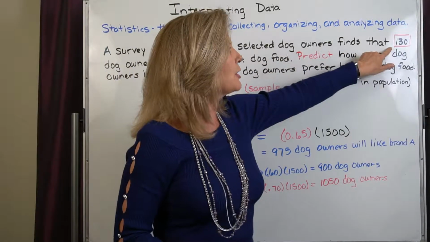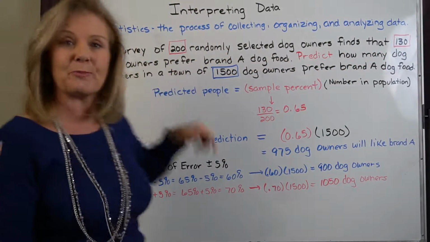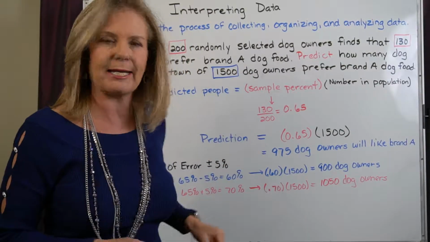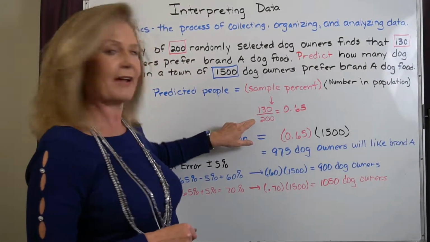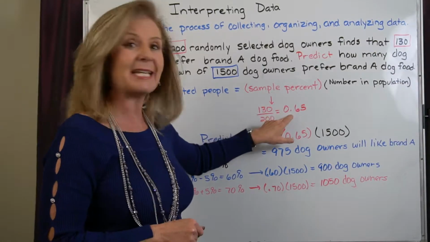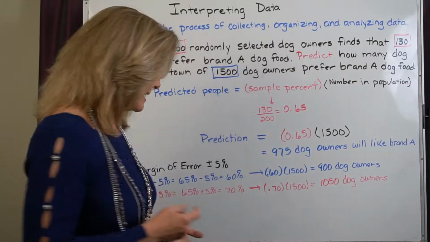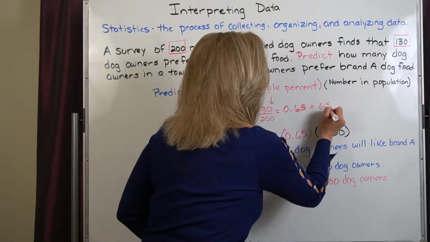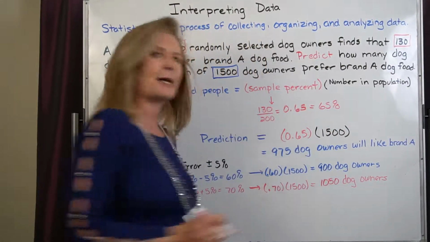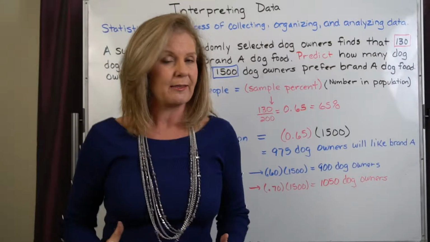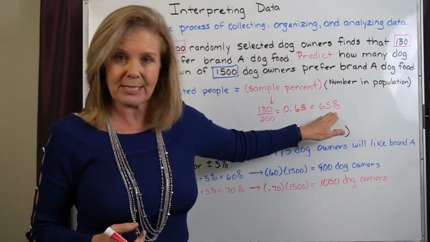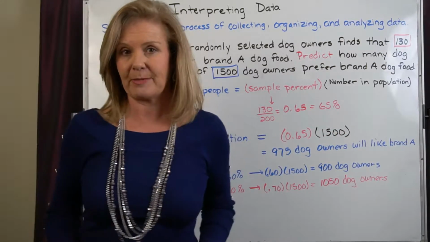I know 130 people out of the 200 people that were randomly sampled said, yes, we like brand A. So I'm going to take 130 divided by 200, and that gives me a decimal, which is 0.65, and I can change that decimal then to 65%. So that's my sample percent. But we know that when we calculate in math, we never calculate in the form of the percent. We always calculate in the form of the decimal.